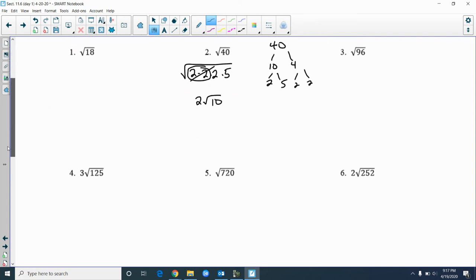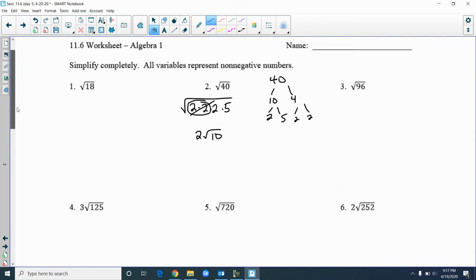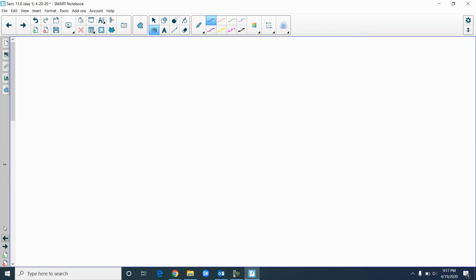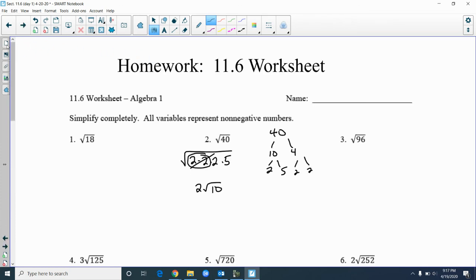So for this one, we end up having just 9 questions. All right, this will be due midnight tomorrow, which is Tuesday. Okay, so that is your homework, section 11.6.